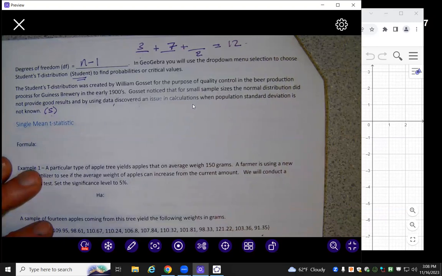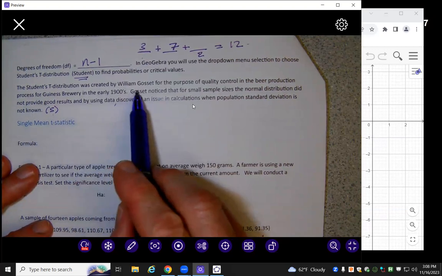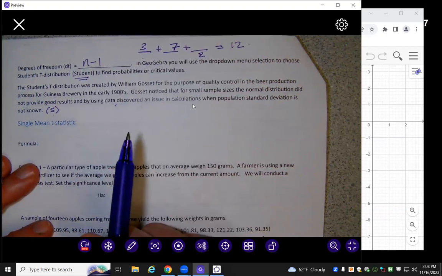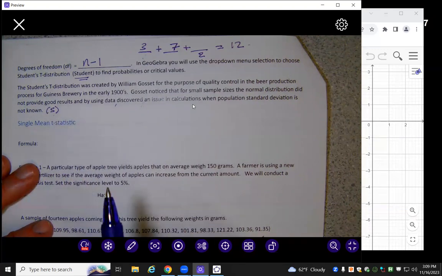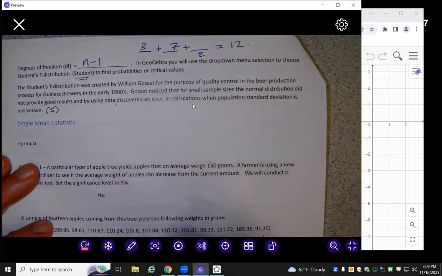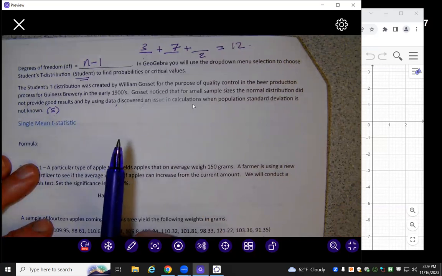Okay. Now, why is it called students T? Because when William Gossett discovered this, there was a policy at the Guinness Brewing Company that he could not publish because of proprietary reasons. So instead, William Gossett published under the pseudonym student. So that's how he got the information to the world. And so from that point, it's always been known as students T distribution.